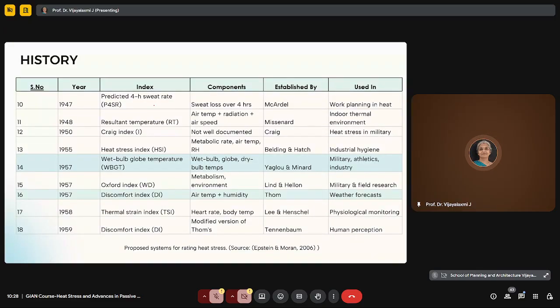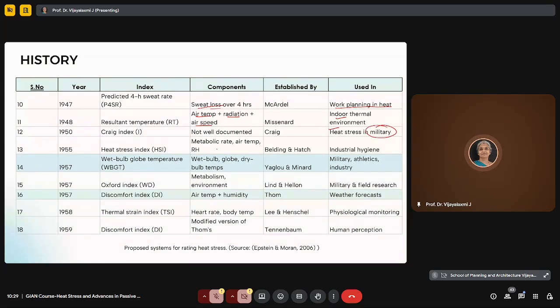Then the predicted 4-hour sweat rate, the components are sweat loss over a 4-hour period, and it is used for work planning in heat, like people closer to a furnace or heat stove. Resultant temperature combines air temperature, radiation, and airspeed. Again, this can be used for indoor thermal environment. Then the Craig index is not really well documented, but it is more for military purpose.